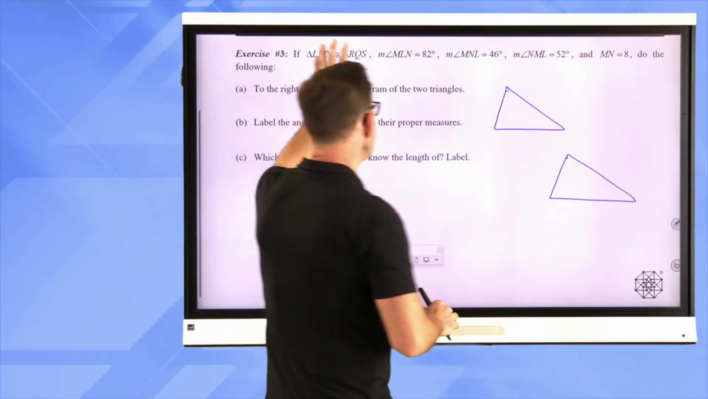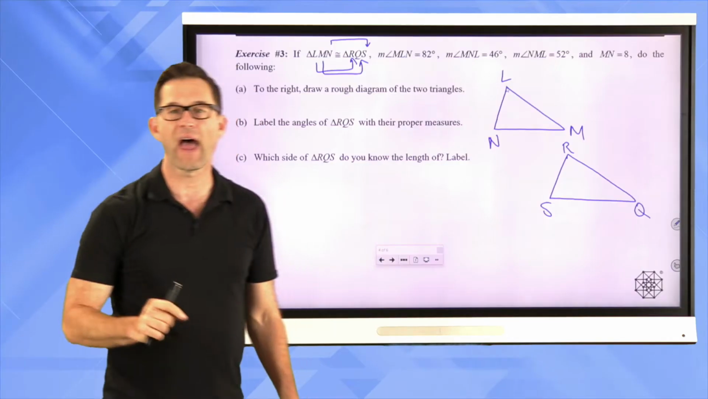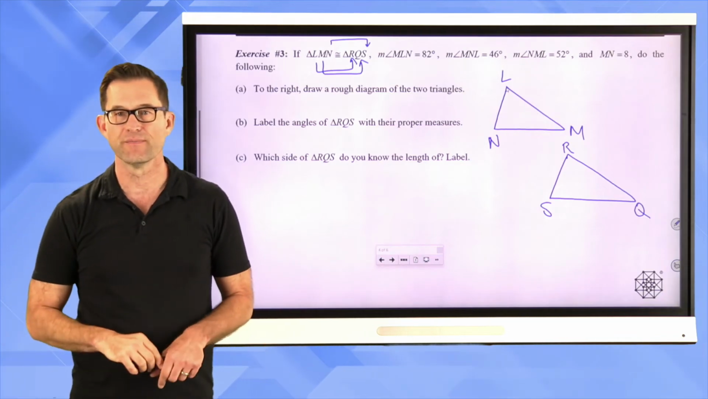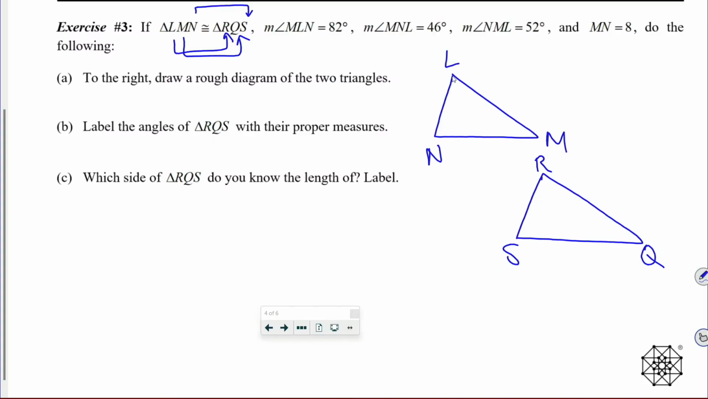Now, again, I don't have to make everything perfect, okay? I'm going to do LMN. Now, I have to make sure that wherever R is on the next triangle, it's in the same place as L. And wherever Q is, it's in the same place as M. And wherever S is, it's in the same place as N. Right? The vertices have to correspond to the same locations, okay? And that's letter A. Let's take a look at letter B. Label the angles of triangle RQS with their proper measures.